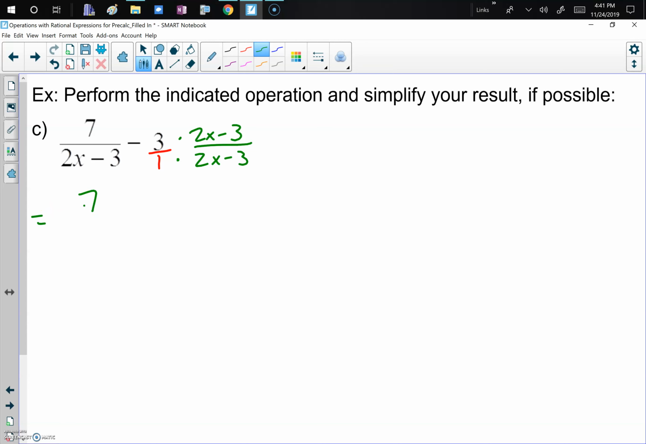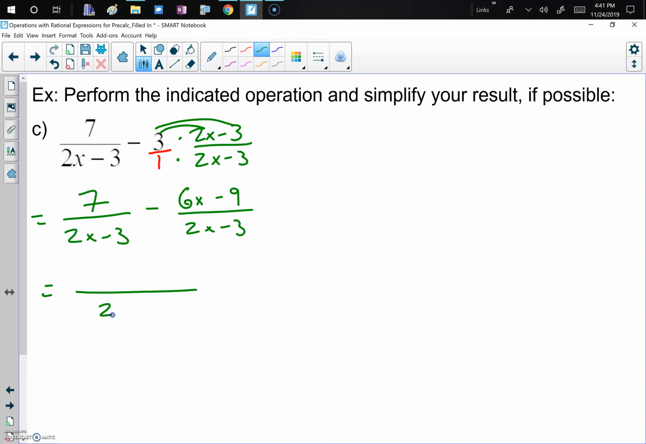So the result here, my first fraction doesn't need to change at all. My second fraction, though, to get a common denominator, I need to multiply by that 2x minus 3. And so to do that, I'm going to go ahead and distribute my 3 to both terms. So 3 times the 2x gets me 6x, and 3 times 3 will yield a negative 9. So I've rewritten my 3 essentially as having that same common denominator, so we can perform our subtraction.